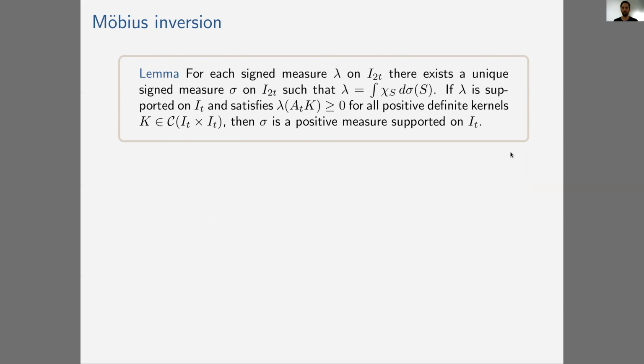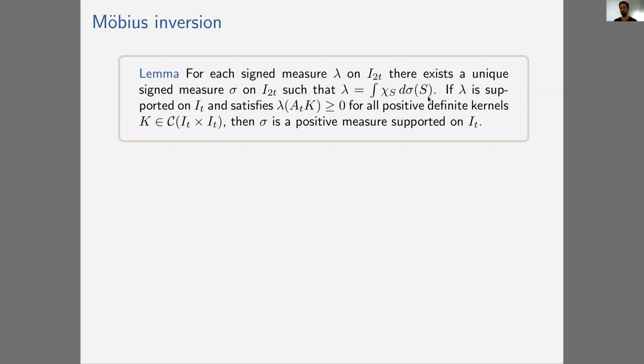So what's going on here? We have the following lemma. For each signed measure lambda on I_2t, there exists a unique signed measure sigma such that lambda is this vector-valued integral. So what does this notation mean?